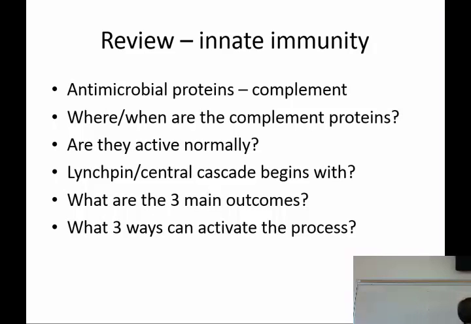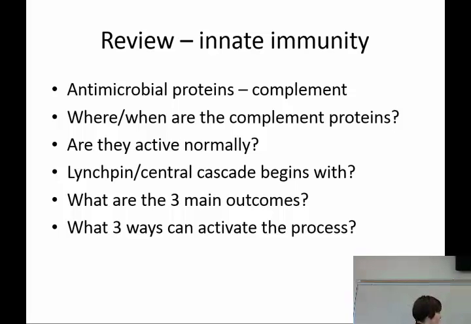So the antimicrobial proteins that we talked about most are the complement system. Where are these complement proteins found? Where are they in the body? They're in the bloodstream, they're also in the lymph, they're also in your tissues. They're everywhere, all the time. Are they normally active? They're not, no. Why? Because they initiate these very dangerous things that we need to protect ourselves, but if they were on all the time and there wasn't anything to attack, they would attack the body, okay?